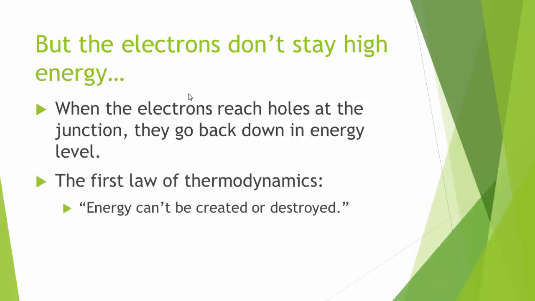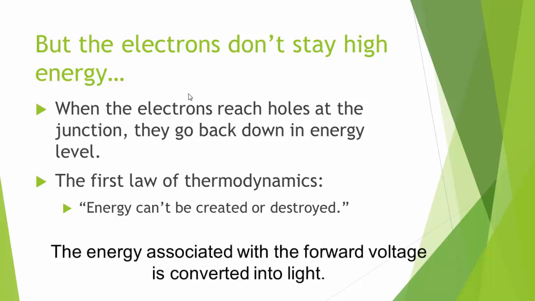And you might remember the first law of thermodynamics. Energy can't be created or destroyed. It just changes form. So our energy goes from being this electrical potential that's holding that electron up in that high free energy state. Well, when it drops down, that energy associated with the forward voltage gets converted into light. And that's why it's a light emitting diode.